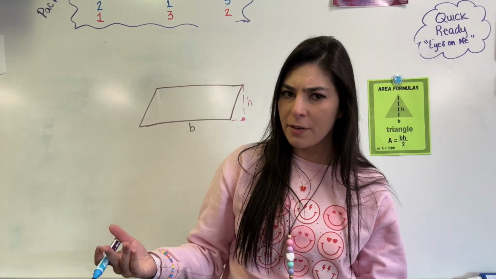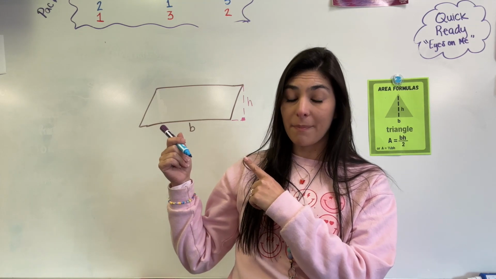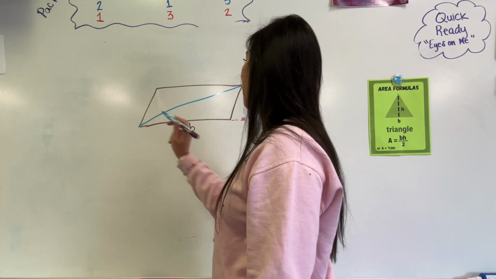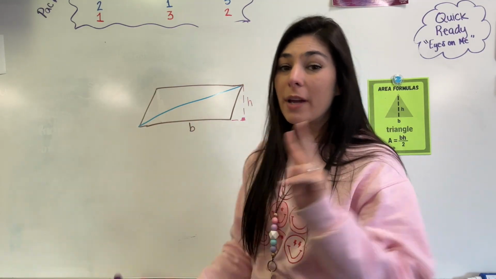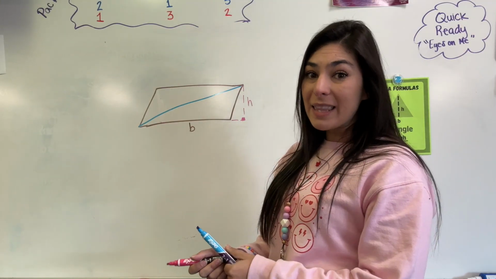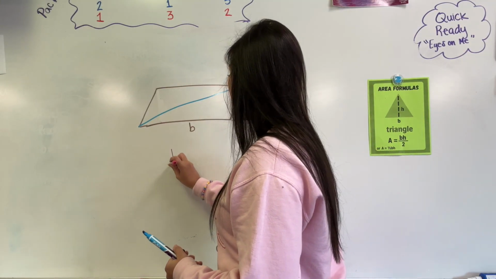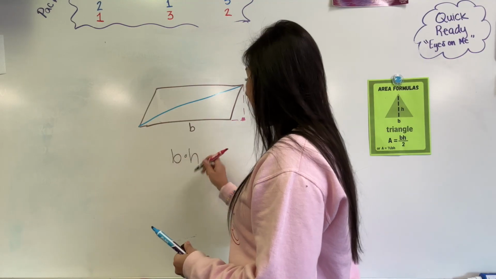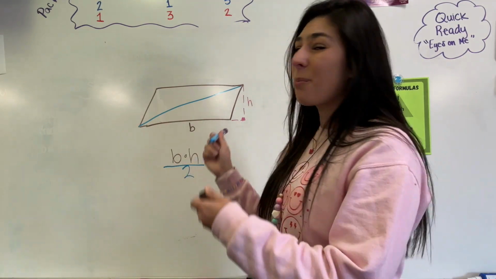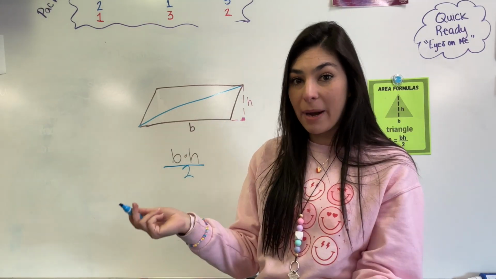So I told you to find the area of a triangle. Why am I showing a parallelogram? Because if we split this parallelogram in half, what two shapes do we have? We have two congruent, meaning equal, triangles. So when we are finding the area of a triangle, we are still going to do base times height, but now we're going to divide it by 2, because a triangle is just half of a parallelogram.